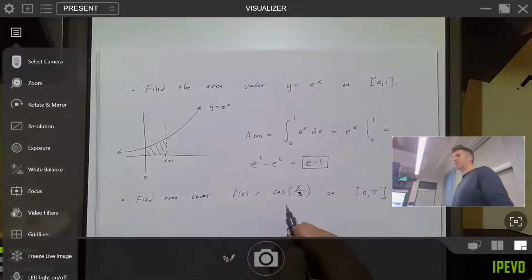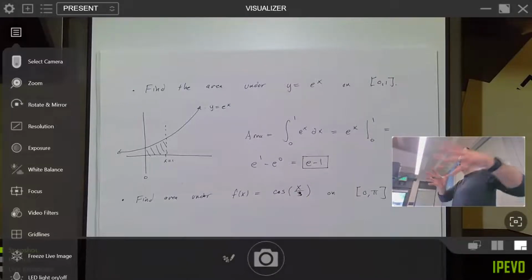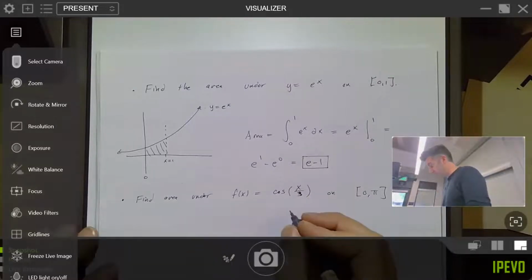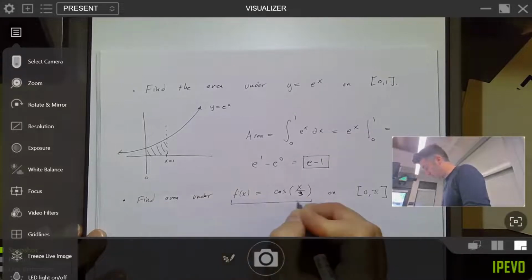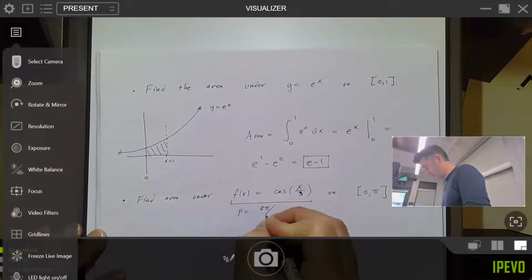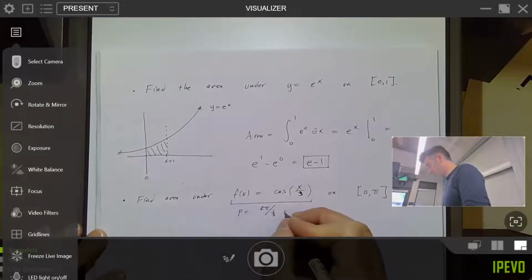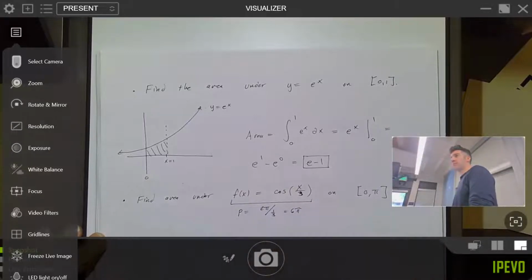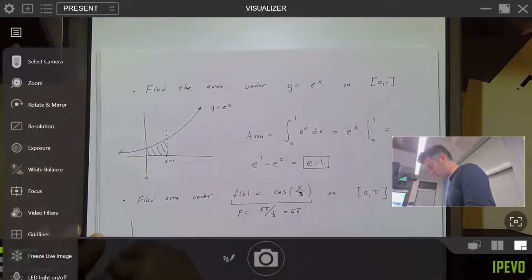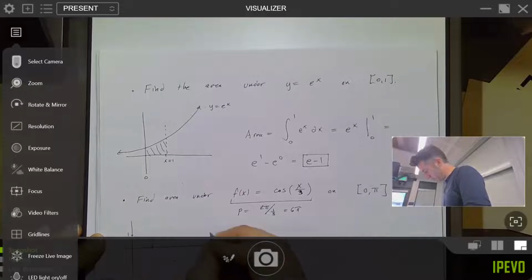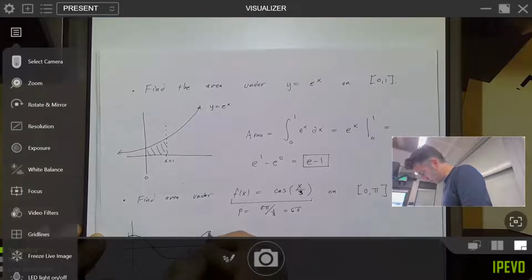Cosine of x over 3 looks like cosine of x, except the period's been stretched out. I know it's maybe been a little while, but this function has a period of 2 pi divided by 1/3, which is going to be 6 pi. So the cosine function on this very long period starts at the top and then goes to 0 and then to the bottom and then back to the middle and then back to the top. So it would look like this, where that period is 6 pi.